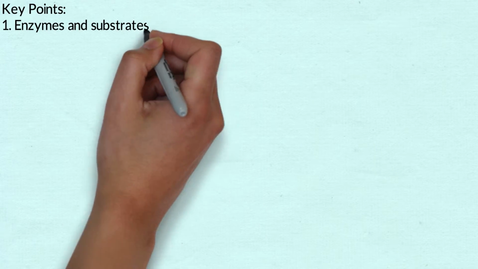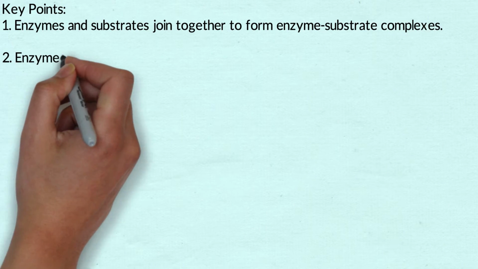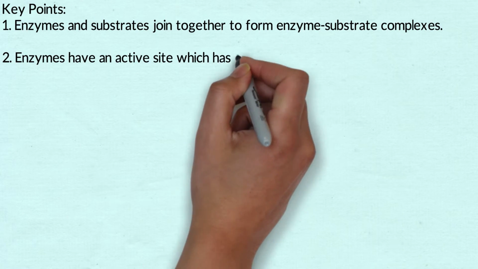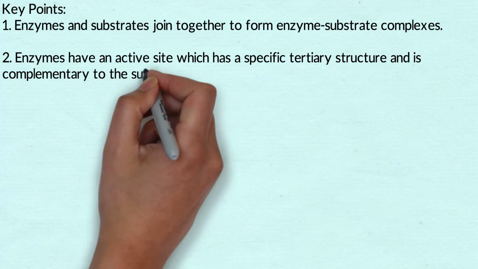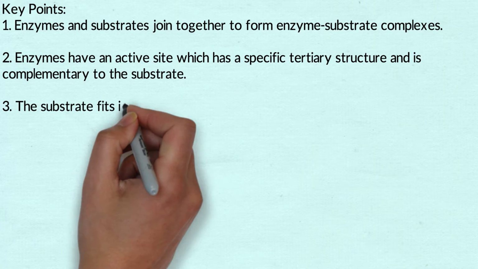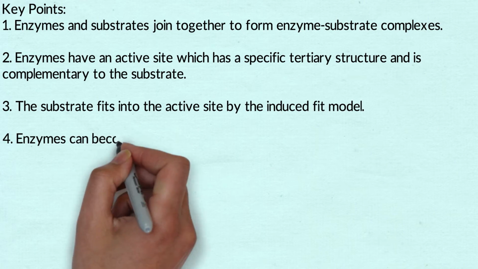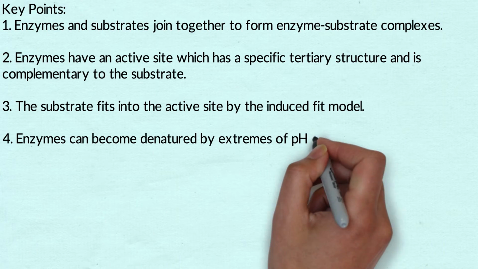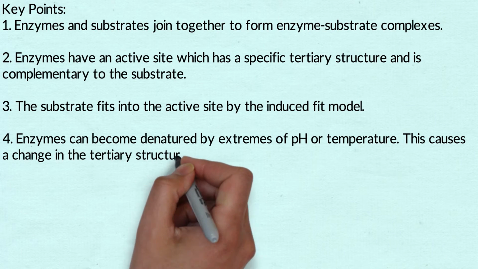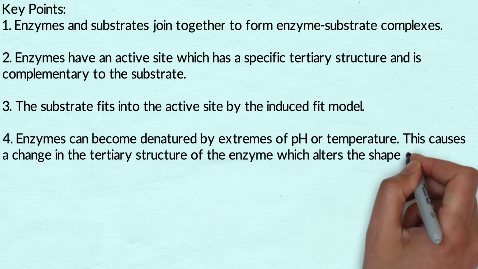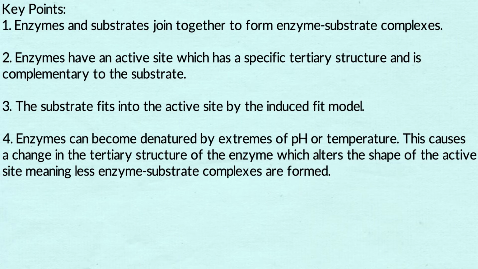The key points in this video are: enzymes and substrates join together to form enzyme-substrate complexes. Enzymes have an active site which has a specific tertiary structure and is complementary to the substrate. The substrate fits into the active site by the induced fit model. Enzymes can become denatured by extremes of pH or temperature. This causes a change in the tertiary structure of the enzyme, which alters the shape of the active site, meaning fewer enzyme-substrate complexes are formed.